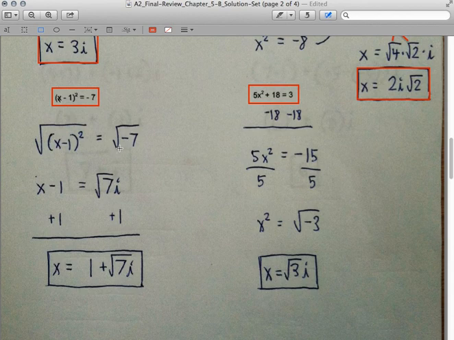The square root of -7 is simply 7i, or excuse me, the square root of 7 times i. The square root of 7 times the square root of -1 is how we can break this up. The square root of 7 stays the square root of 7 because it does not have any perfect square factors, and the square root of -1 becomes i. We can then solve for the variable by adding 1 to both sides. Again, our basic algebraic solve for a variable process, and we are left with the solution x equals 1 plus root 7 times i.